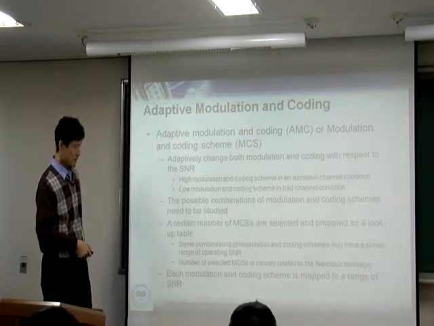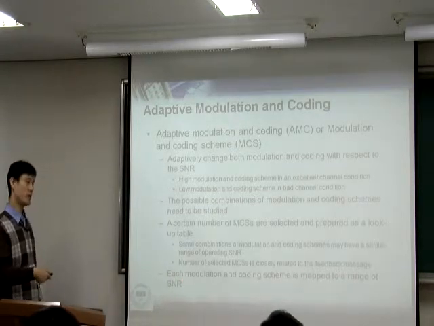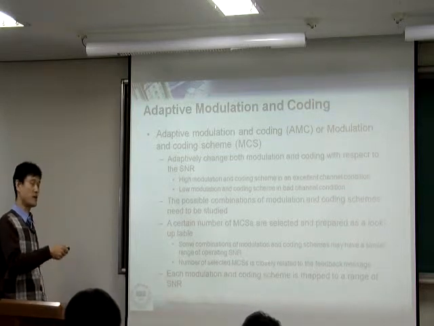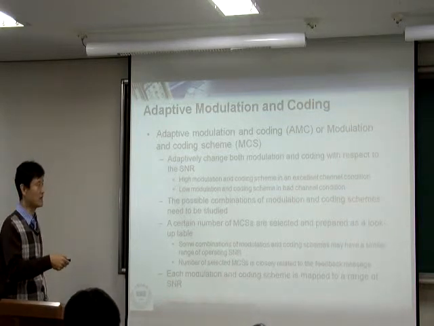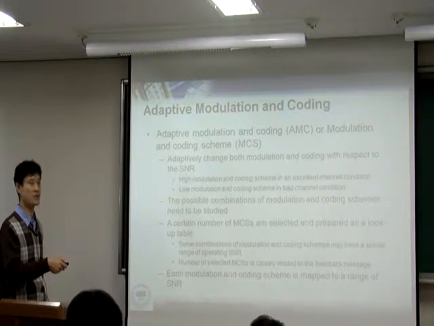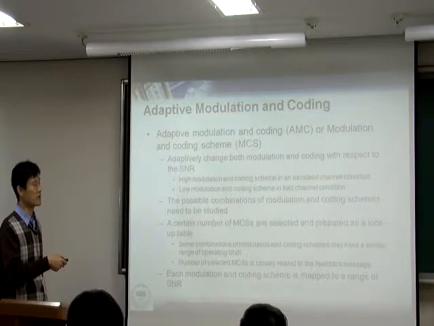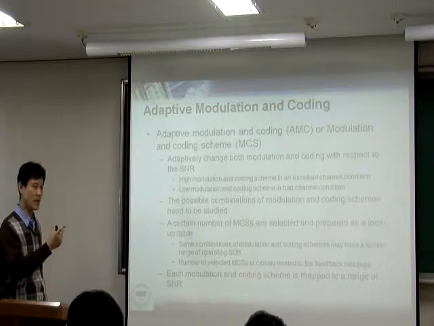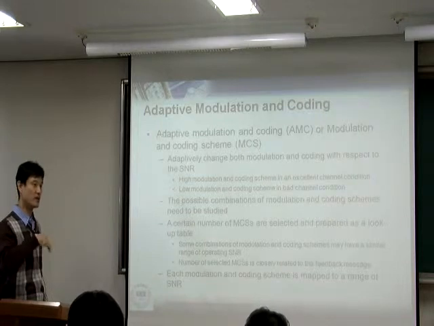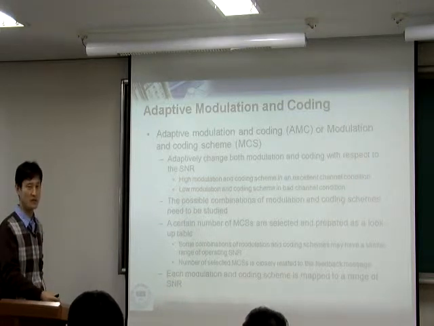But eventually, what the transmitter and receiver do is study all these things. They try to find what combinations of modulation and coding are good, and also they have to study what the SNR range would be for each combination, okay? And they have to make it into a lookup table, okay?